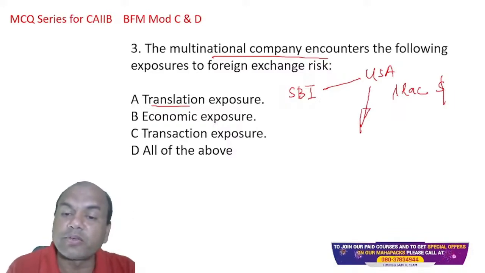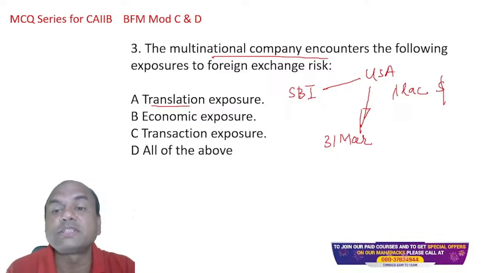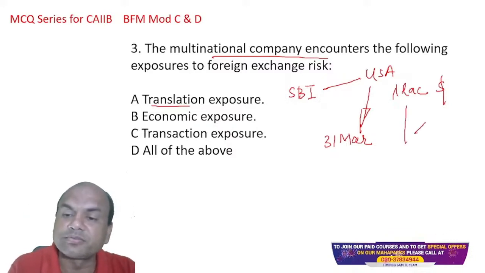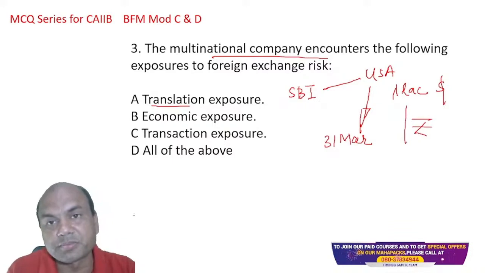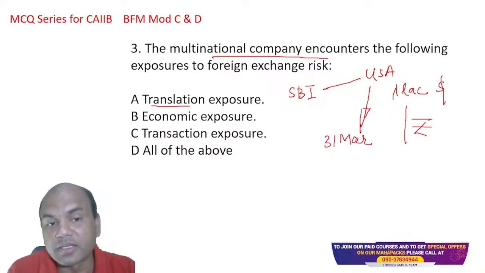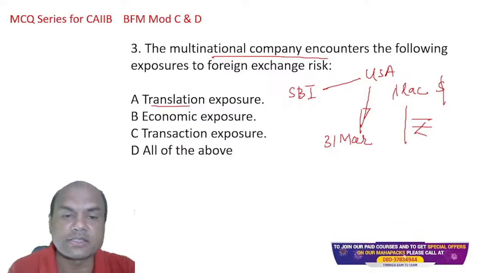On 31st March, SBI has to report its balance sheet to RBI. While reporting it, it will also report the balances or profits of its foreign subsidiaries. But those will be reported in rupees, because RBI follows the rupee system. So this dollar will be converted to rupees notionally. That is known as translation exposure. Whatever notional profit or loss I have is the translation exposure.